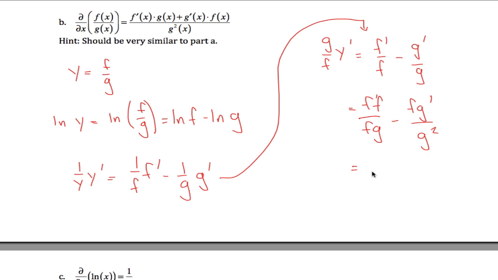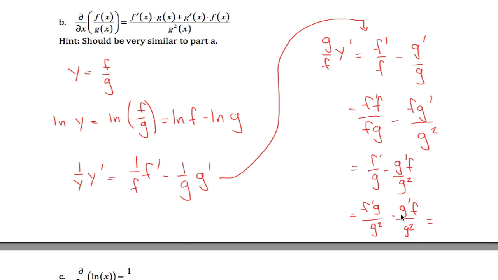These f's cancel out, and I'll do it in 2 steps. When the f's cancel, you get here. And if you find a common denominator, you get f prime g over g squared minus g prime over g squared. Oh, f g prime. This f right here should have gone here, and here. I just didn't copy the same letter all the way down.